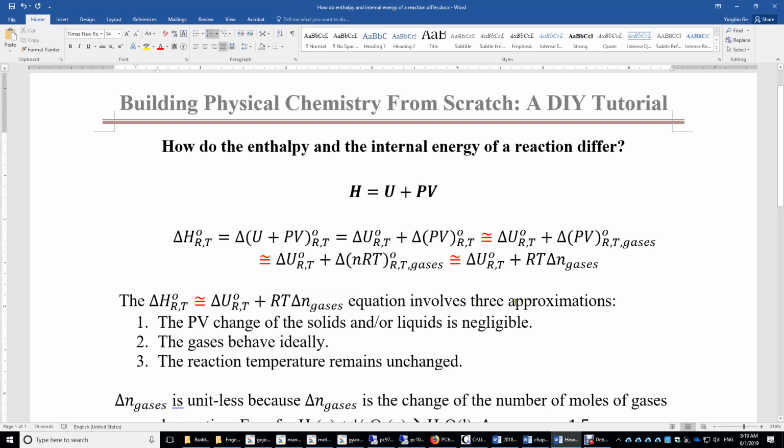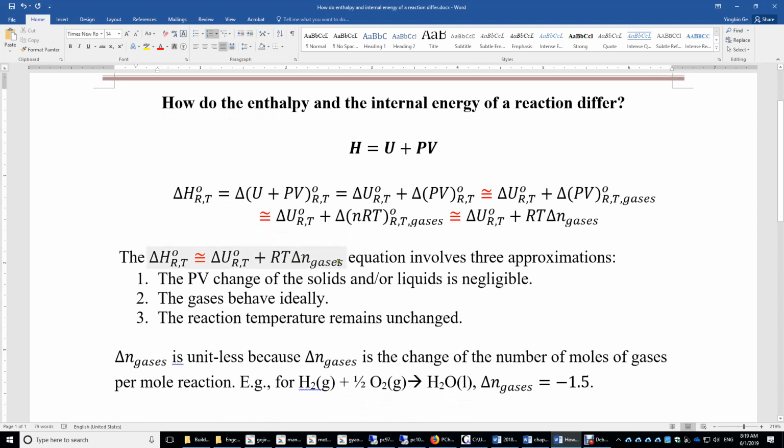And again, there are three approximations. First, the PV change of the solids and liquids is negligible, and the gases behave ideally, and the reaction temperature remains roughly constant. This delta N gases is unitless because the physical meaning of delta N gases is the change of the number of moles of gases per mole reaction.